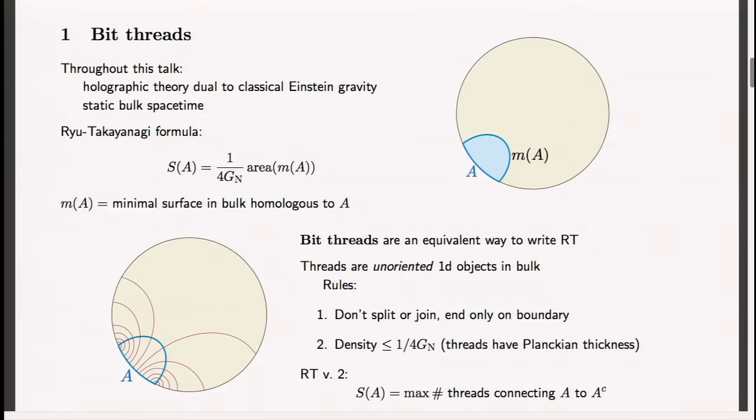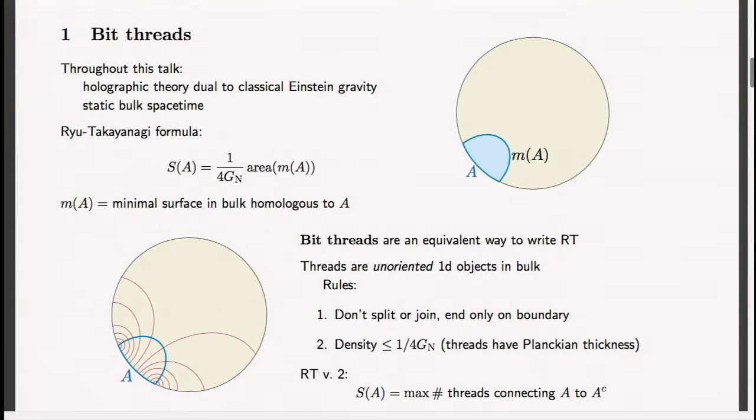And the second rule is that they know the geometry. They're sensitive to the geometry because they have this rule that the total local density is bounded above by basically 1 per Planck area. And so if you want, you can think of the threads as having a cross-sectional area. Each thread is having a cross-sectional area of 4 Planck areas.